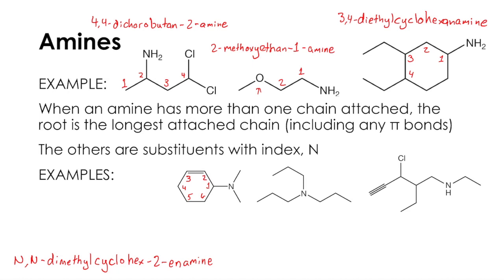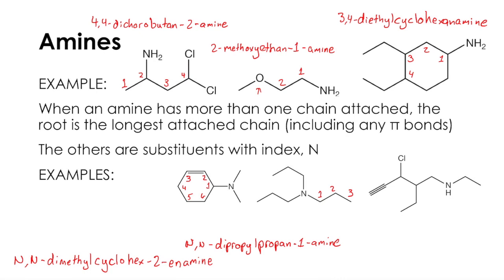Okay, now for the next one, there are 3 identical groups attached to the nitrogen, so you don't necessarily have to pick, just one of them is going to be the root and the other ones are going to be substituents. And so in this case, we have N,N-dipropyl and 1-amine. In this case, it's a chain, so you do have to say that it's attached on carbon 1, like that.